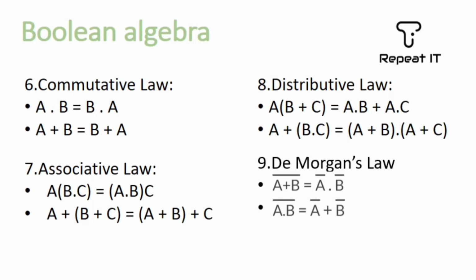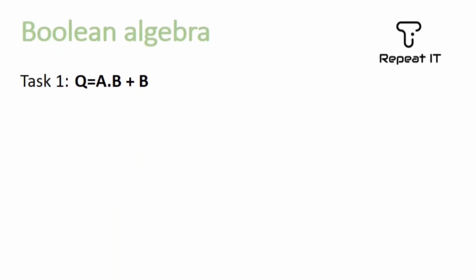Now let's try to complete several tasks. The first task is quite easy. It is performed in accordance with the law of absorption. Therefore, AB plus B is exactly B.